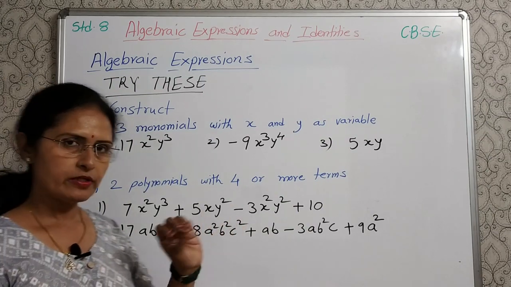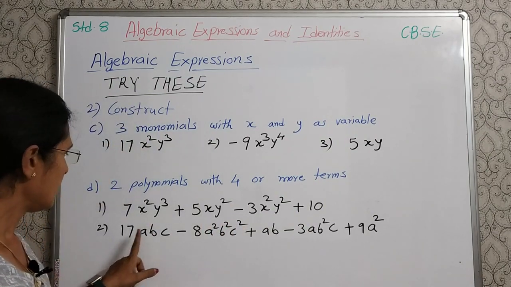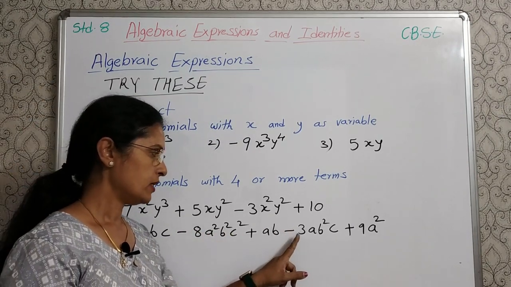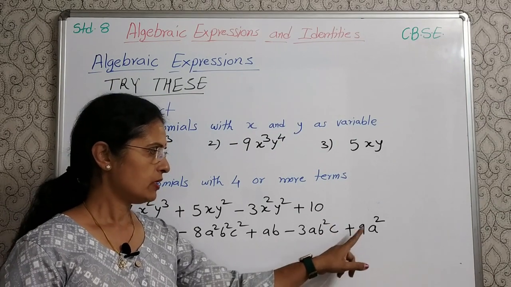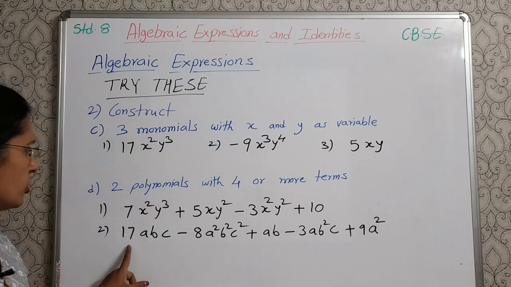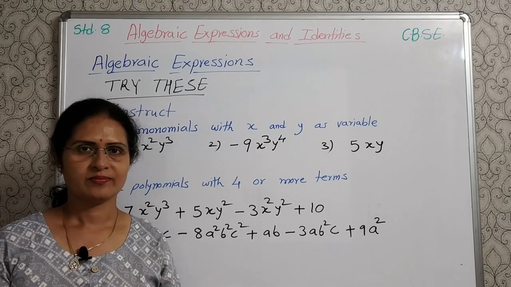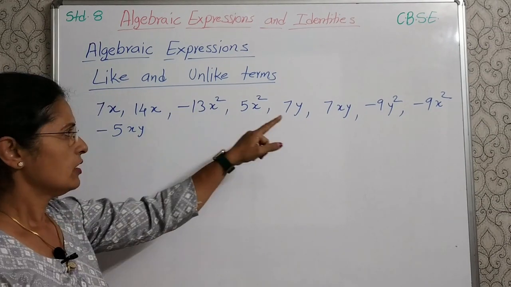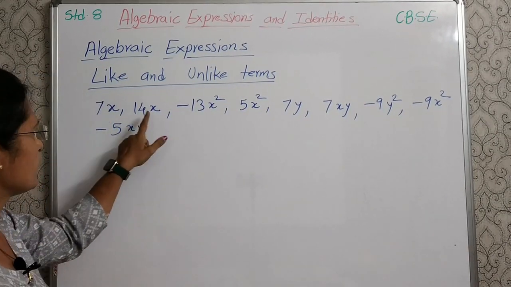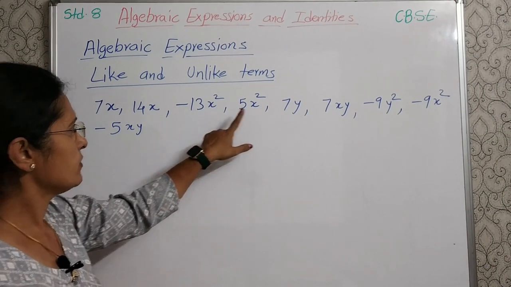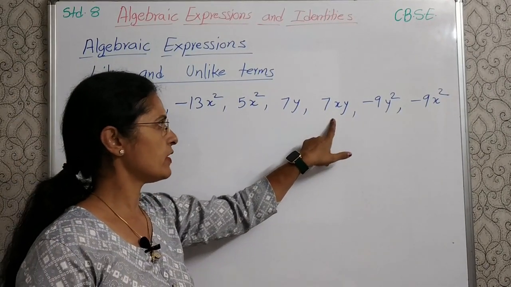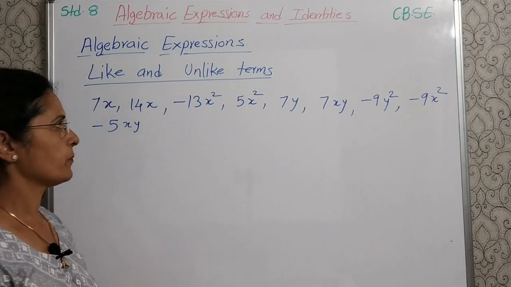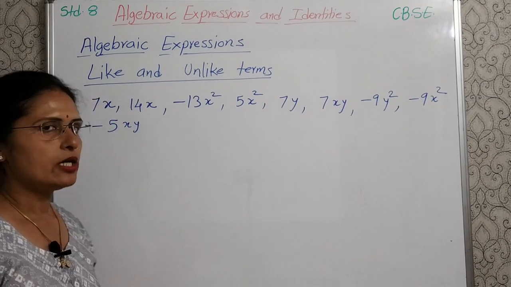Next one I have written here with five terms. So 17abc minus 8a square b square c square plus ab minus 3ab square c plus 9a square. So this is a polynomial with five terms. Next we will see what are like and unlike terms. See here I have written some terms: 7x, 14x, minus 13x square, 5x square, 7y, 7xy, minus 9y square, minus 9x square, minus 5xy.